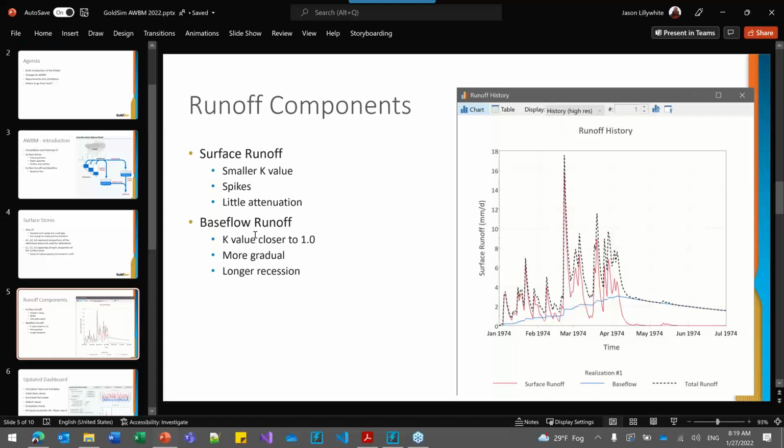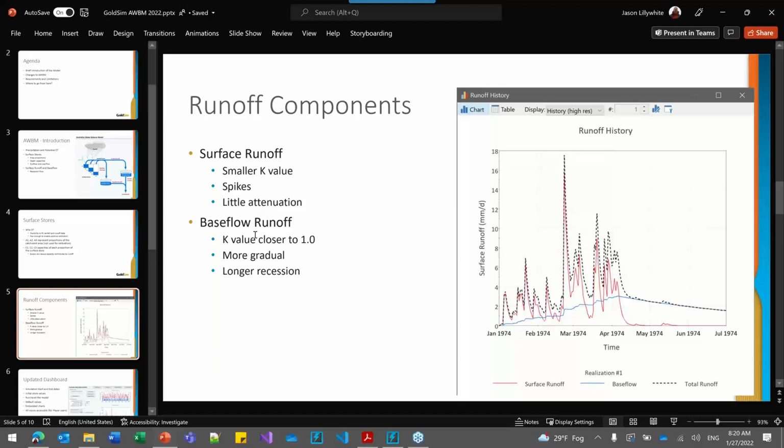Okay, so like I said, the overflow from those surface stores is then diverted to one of two places: surface flow or base flow. Actually, I said that wrong. Surface runoff or base flow runoff is the terminology they use. So the surface runoff will have a smaller recession constant being used, which causes the outflow from the surface runoff store to have much higher spikes and quickly dissipate. So there's little attenuation there in the surface runoff. That's what you should expect to see.